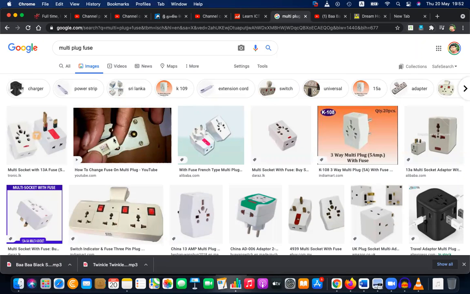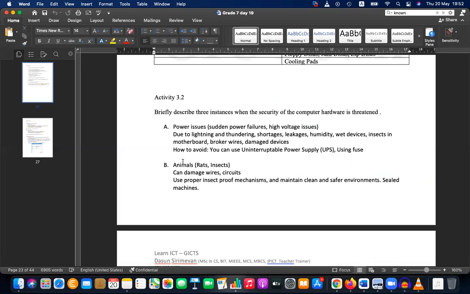Vehicles also have them. For the headlights and so on, there is a fuse set, a set of fuses. If one is burnt, you have to replace it. But there is not a big cost. It's only a few rupees. Okay.